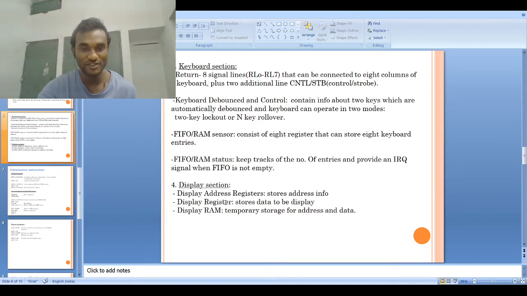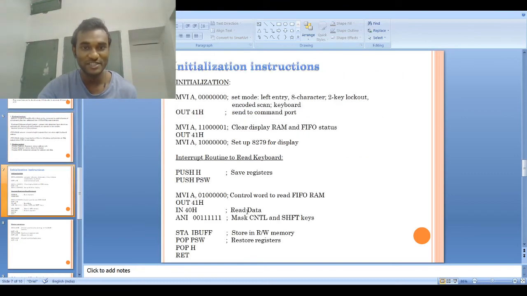The display section contains the display address register, which stores the address info of the input data. And the display register stores the data which is to be displayed. And the display RAM is a temporary storage for address and data. It stores both data and address simultaneously, which is to be displayed.